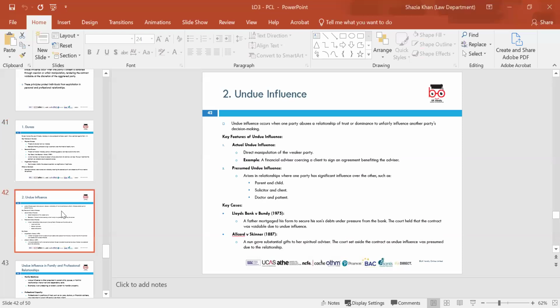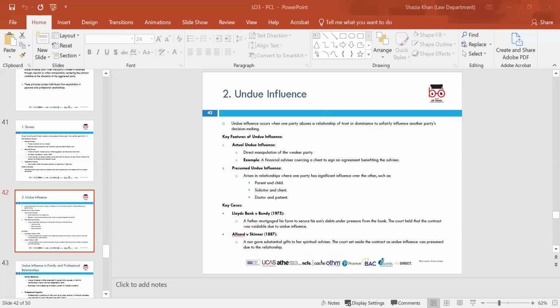The next element is undue influence, which we went through again earlier on in more detail, so I'll just go through it briefly with you. Undue influence is when one party pressures another into signing an agreement. The pressure can be subtle, such as leveraging information or creating a sense of obligation, and it could make it difficult for the other party to make a free and informed decision.